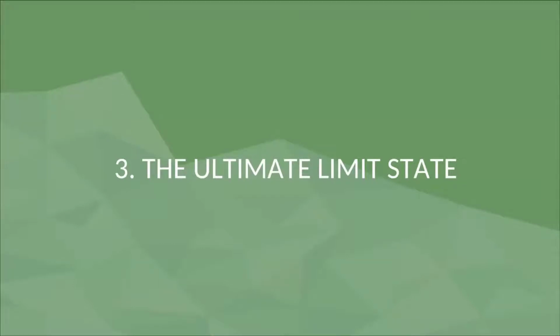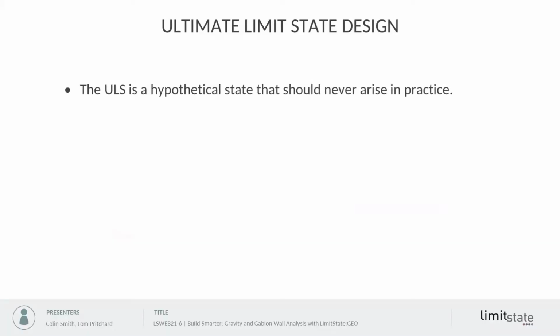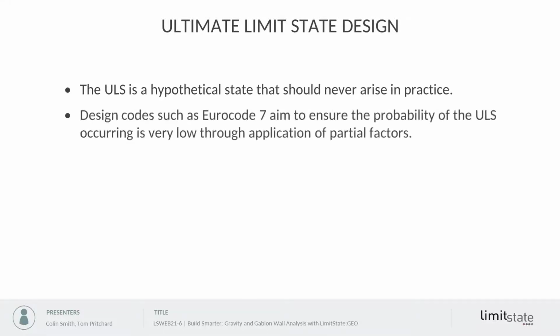Let me say a little bit about reviewing the principles of ultimate limit state design before we start looking at the retaining wall problems. Ultimate limit state is a hypothetical state that should never really arise in practice. And design codes such as Eurocode 7 aim to ensure the probability of this ultimate limit state occurring is very low through the application of partial factors.